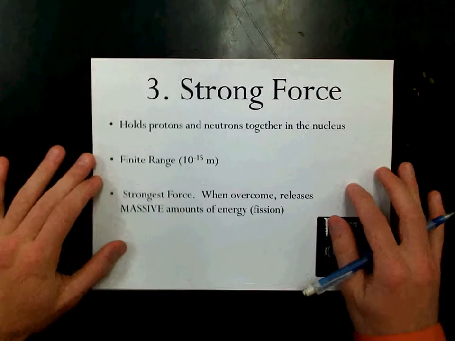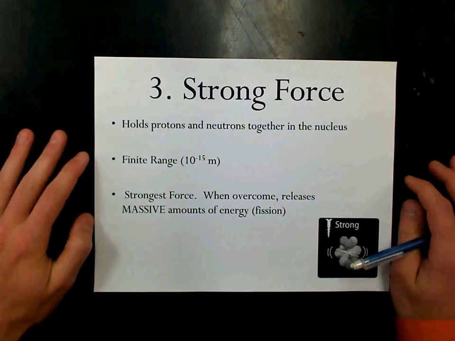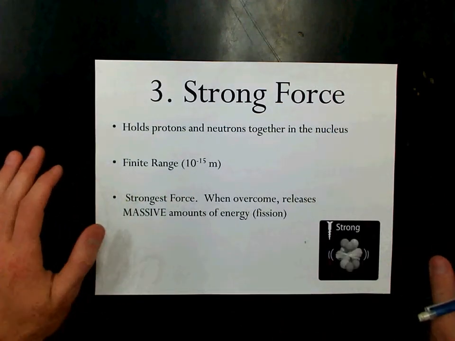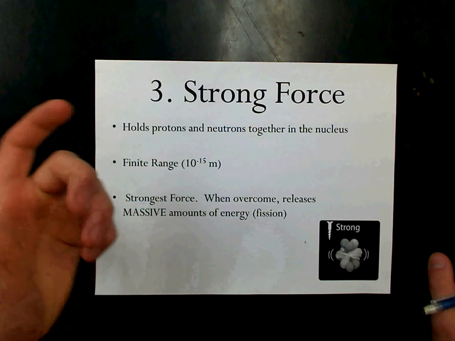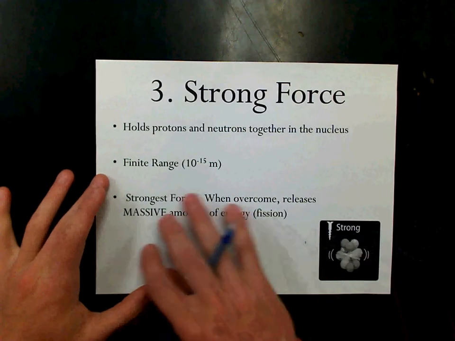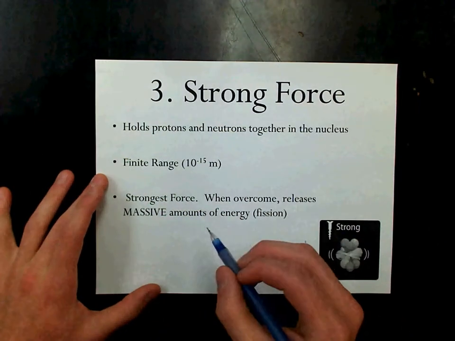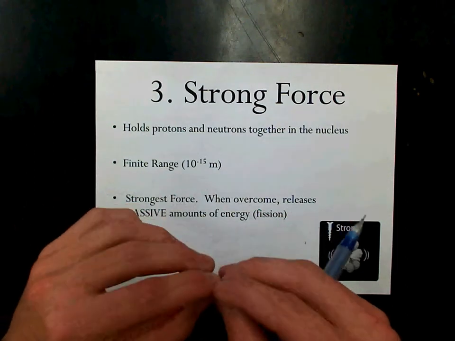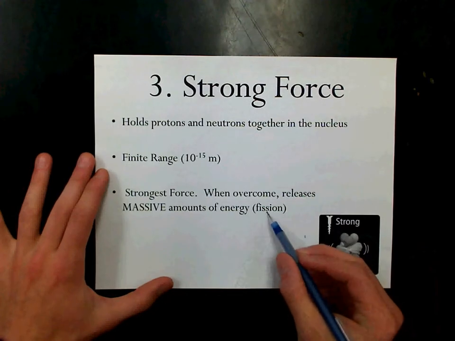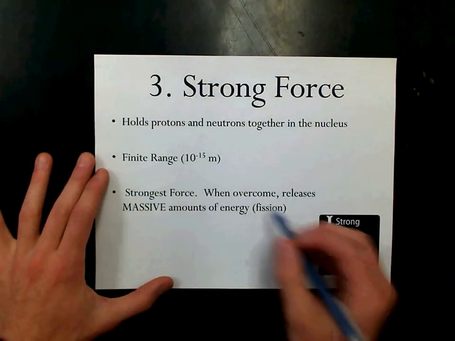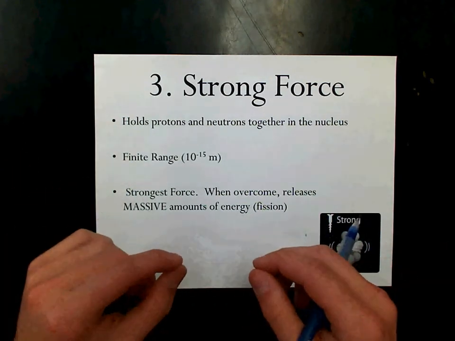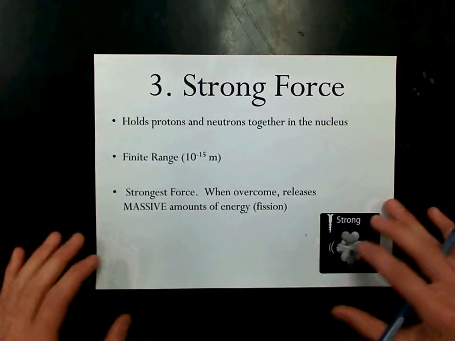Next, we have the strong force. The strong force is responsible for holding the nucleus in place. It has a finite range, pretty small, 10 to the negative 15 meters. So it's only really as big as about an atom, right around that size. And it's so strong, that's why they call it the strong force. It's so strong that if you're able to break the strong force, an immense amount of energy is released. And that is called a fission reaction. That's how we get energy from a fission reactor. We break apart the nucleus into individual components, and energy is released.